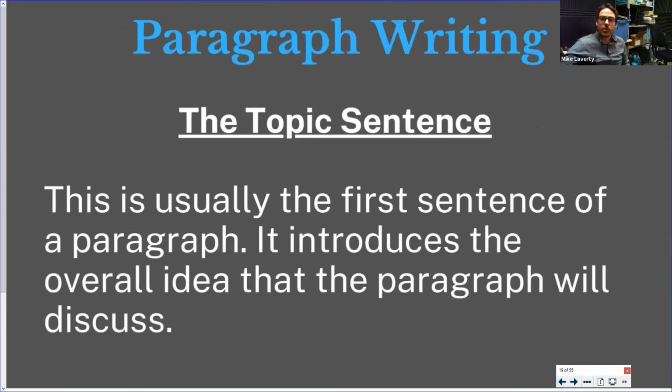Okay, so when we write a paragraph, we have a topic sentence. It's usually the first sentence of a paragraph. It might be the second, but you don't want to go beyond that. So best case scenario, your first sentence tells the reader what this paragraph is going to be about. The paragraph is like a little story that tells about one idea, a general idea. So it introduces the idea. It tells the reader, hey, I'm going to talk about this for a paragraph. It introduces the overall idea that the paragraph is going to discuss.